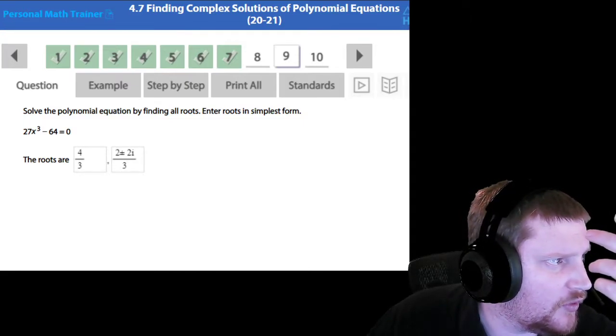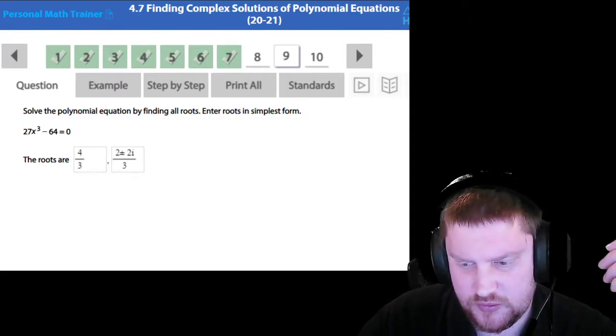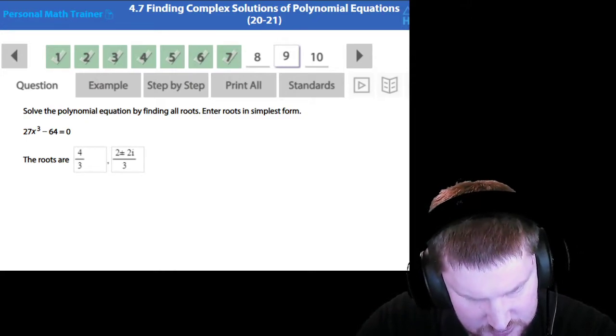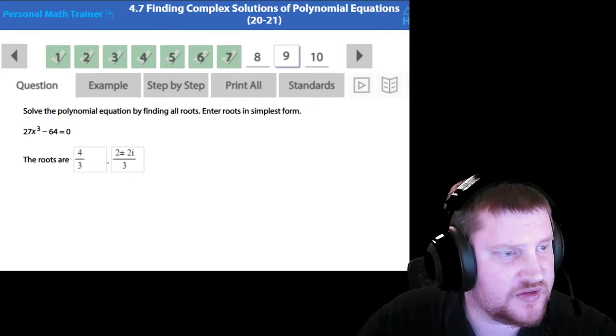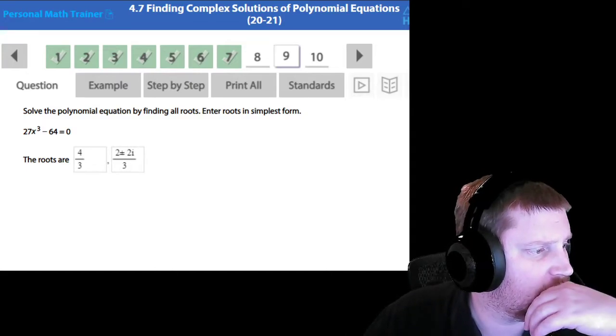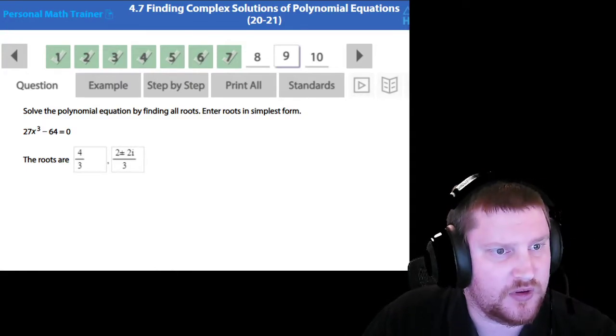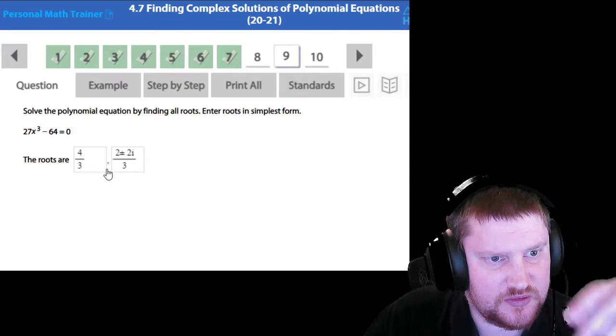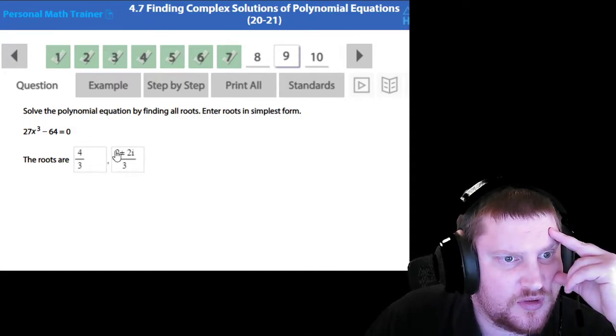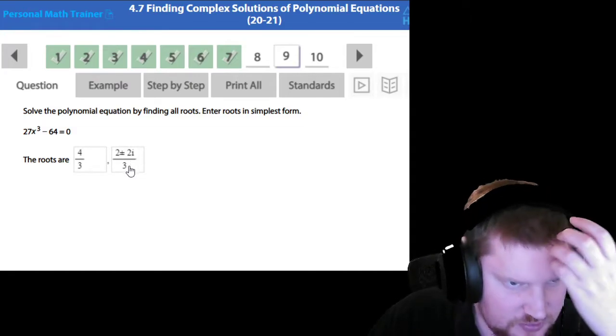Did I do something wrong? 27x cubed minus 64. No, 4/3 is correct. And negative 2 plus or minus 2i over 3 should be correct.